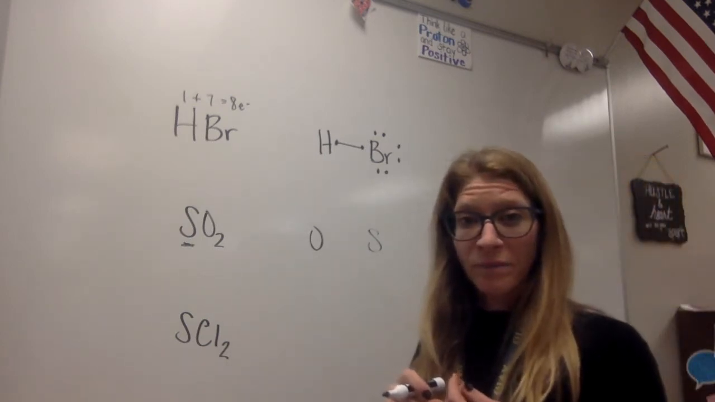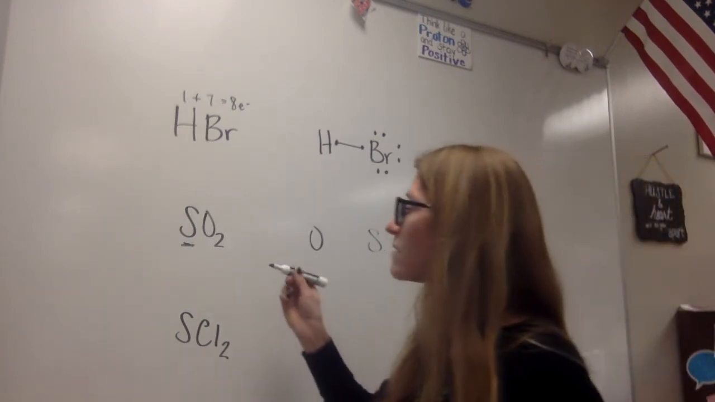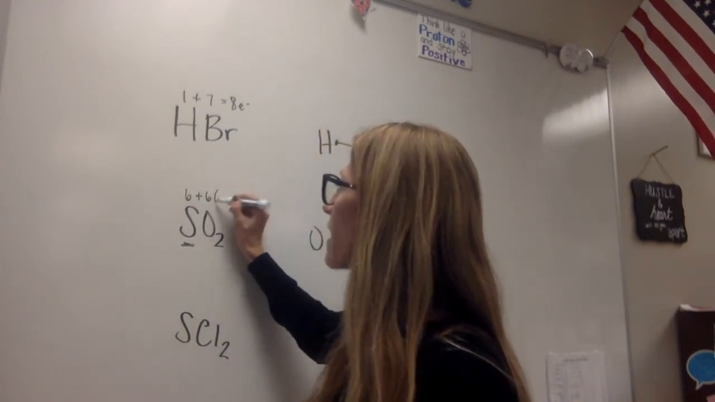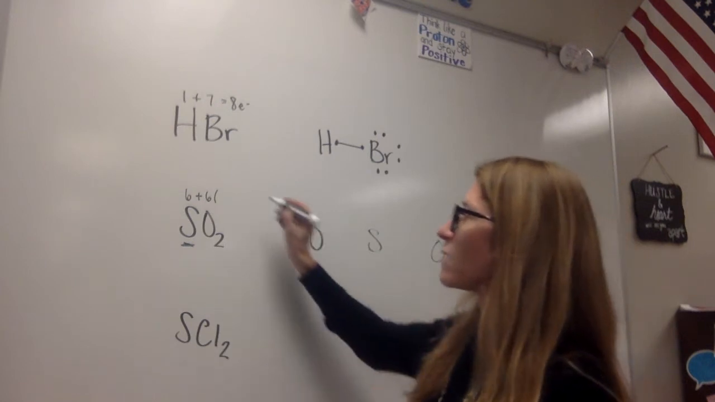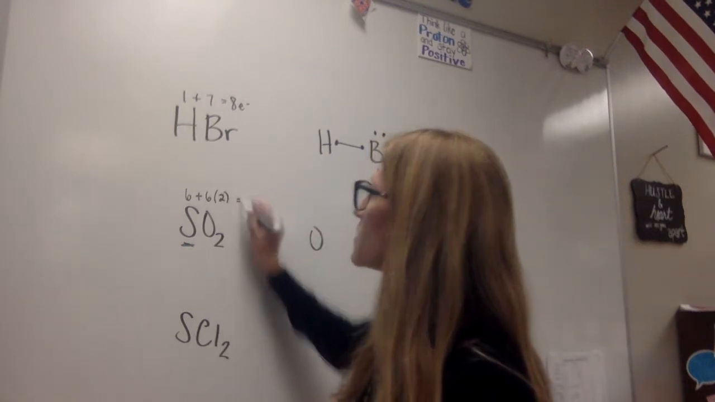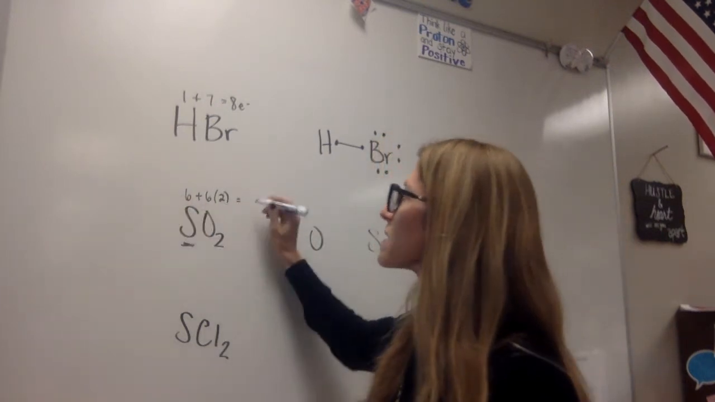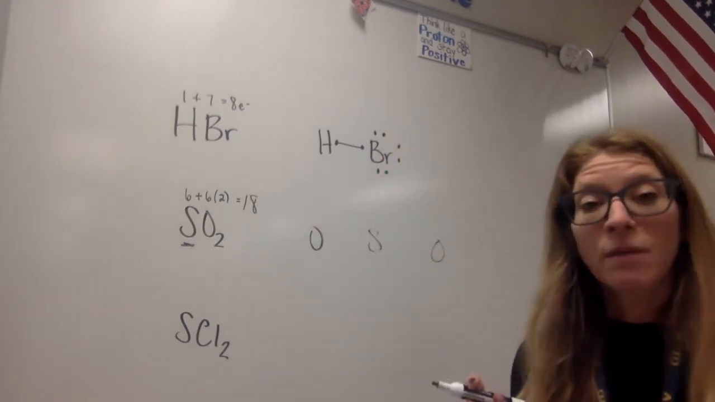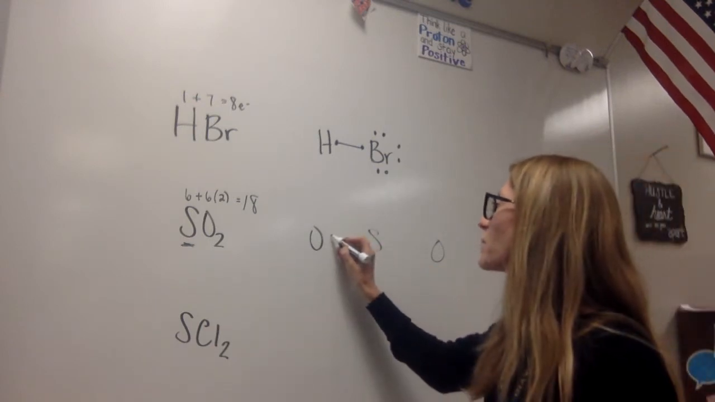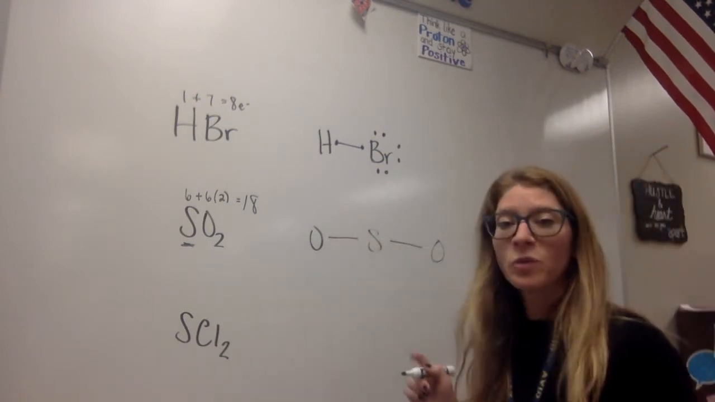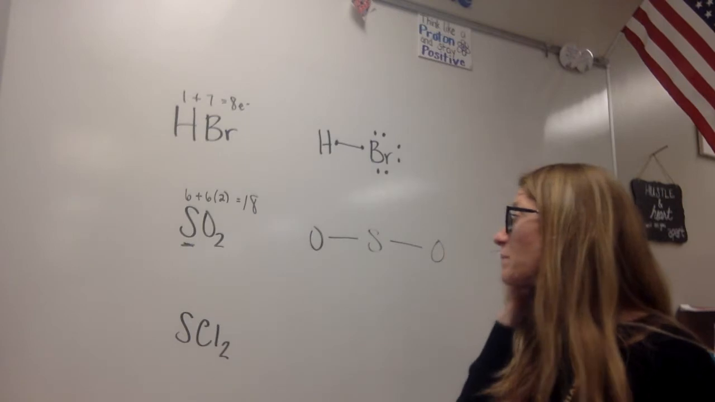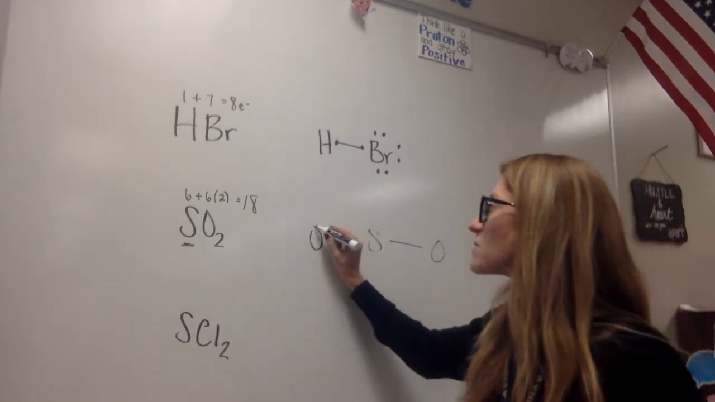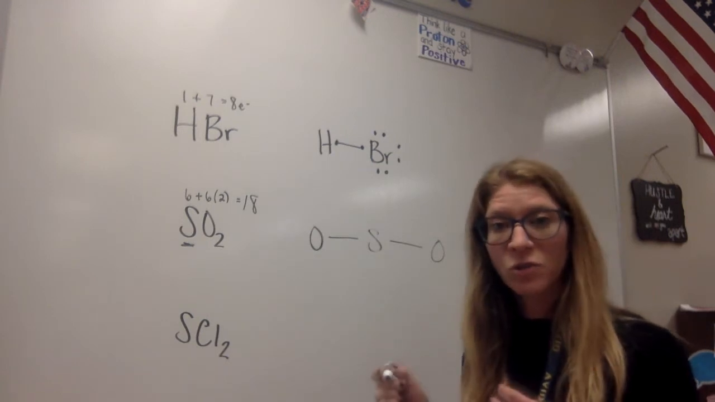So that's step 1. Step 2 is we add up the valence electrons. Sulfur has 6 valence electrons. Each oxygen has 6, and we have 2 oxygen atoms. So we take 6 times 2. So 6 times 2 is 12, plus 6 more is 18. Step 3 in our drawing is to place a single bond between the central atom and all other atoms. Step 4 is to add electrons so that all atoms either have or share a total of 8.